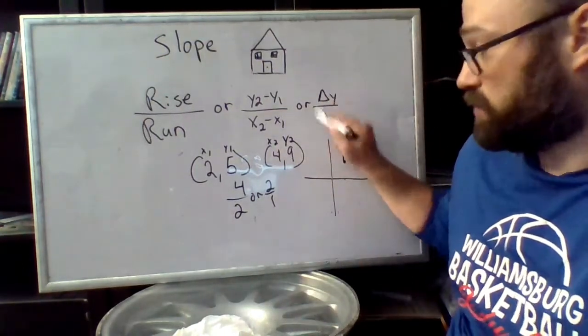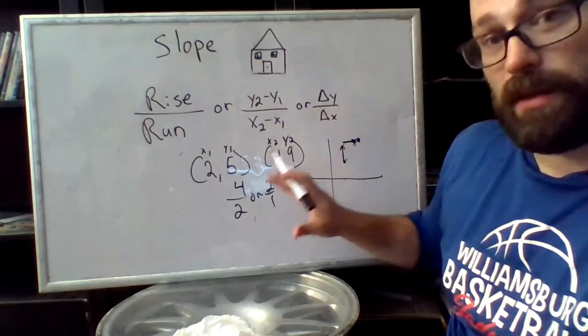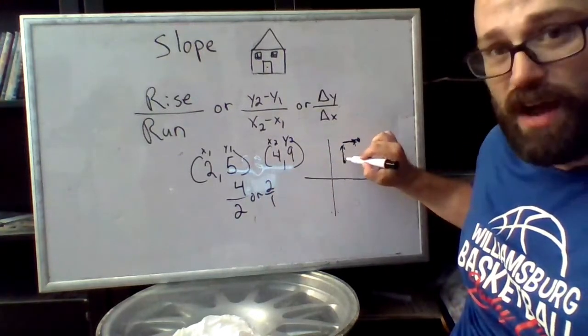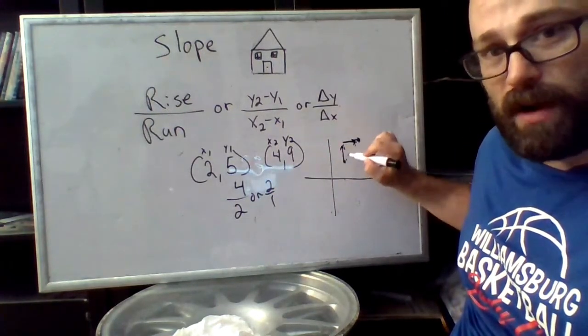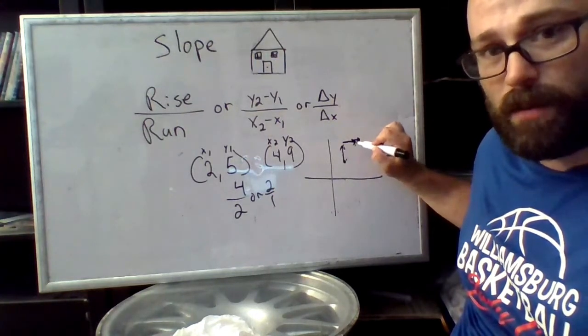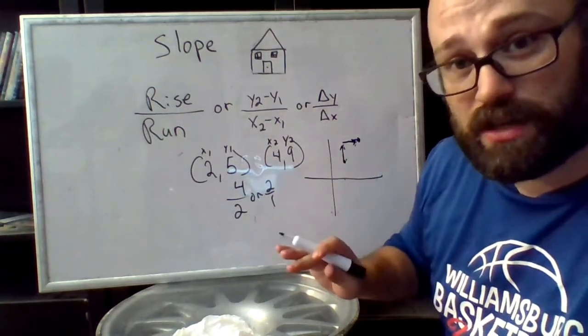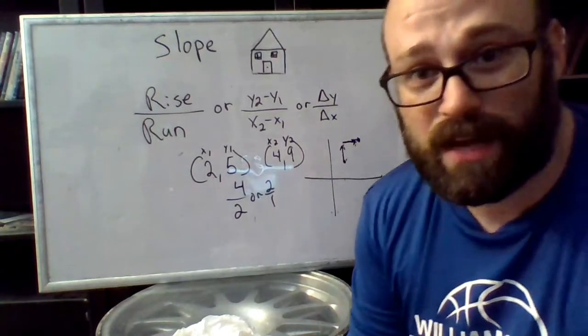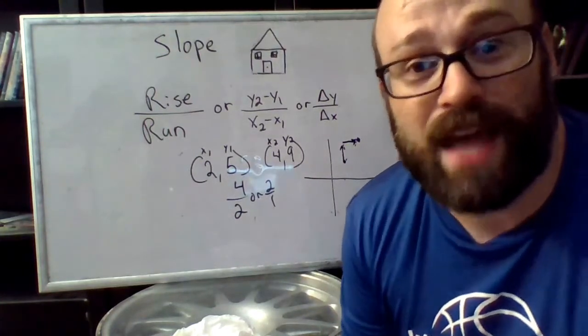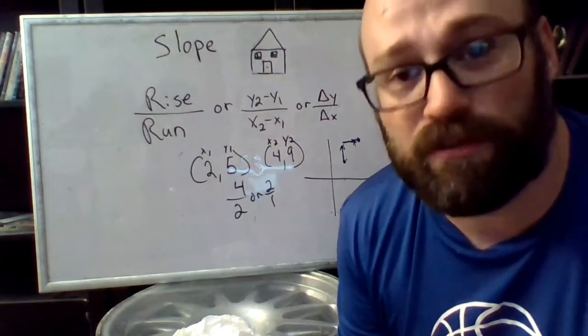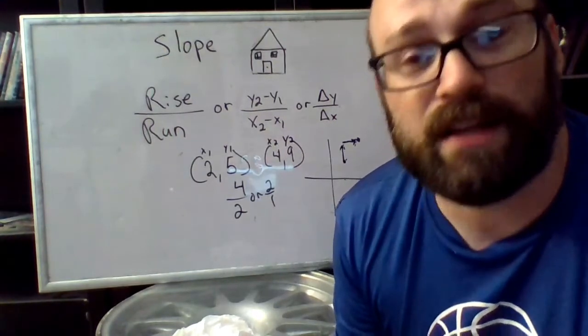Now, you can do the change in the y's. We can plug those in there. Or we could see it on a graph and go up 2 and to the right 1. Now, if you go in reverse, this is where you have to be careful. If you're going in reverse, they're both negatives. And this is proof of what we talked about in Unit 1, that a negative divided by a negative is a positive.